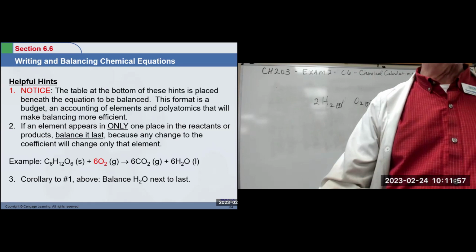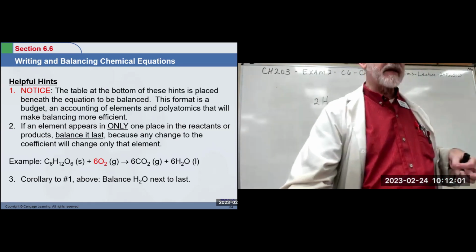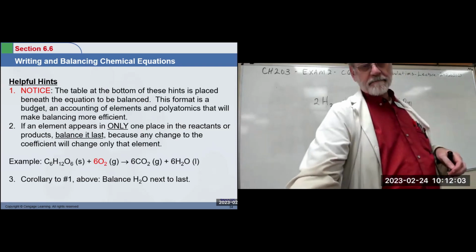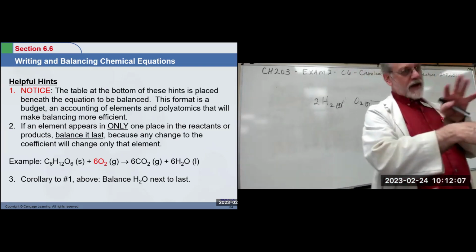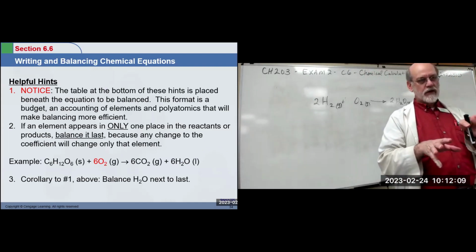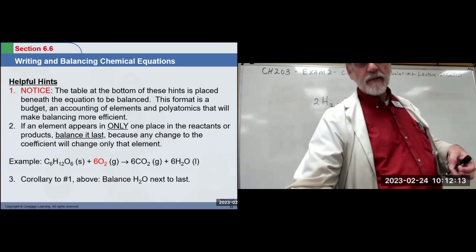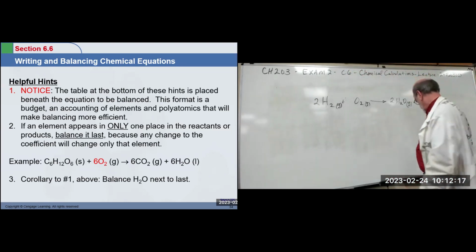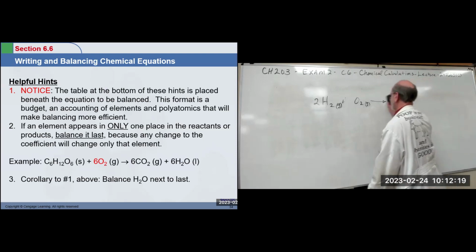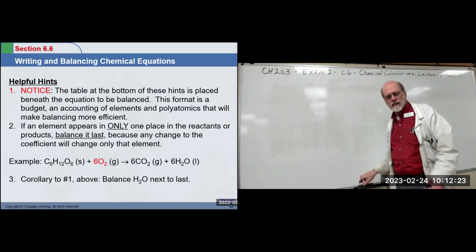Balancing equations. There it is right there. Balancing chemical equations, helpful hints. You don't always use every one of those for every situation. Those are situations where the hints will help you. And I'm going to go through them as we talk about it. So let's use this example.